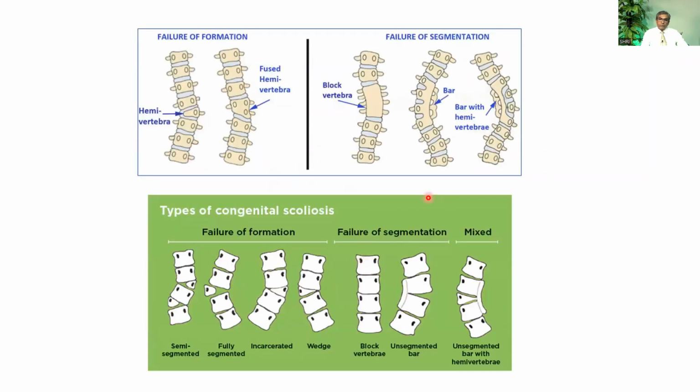So those entities are explained further in these pictures. If you move on to this top picture, that shows failure of formation. So here you get what you call a hemivertebra.